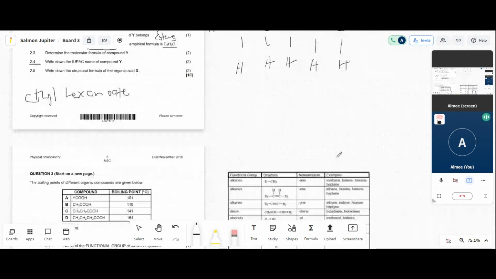I was moving all the way back up to the top to show you this, and I've actually left it here. Oh well. Okay. Question 3. So, question 3 says that the boiling points of different organic compounds are given below. And question 3.1 is to define boiling point. So what is boiling point?